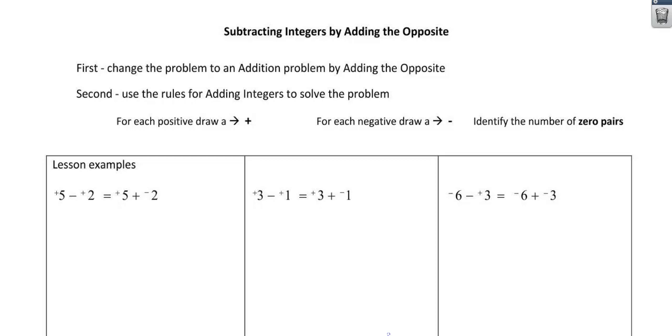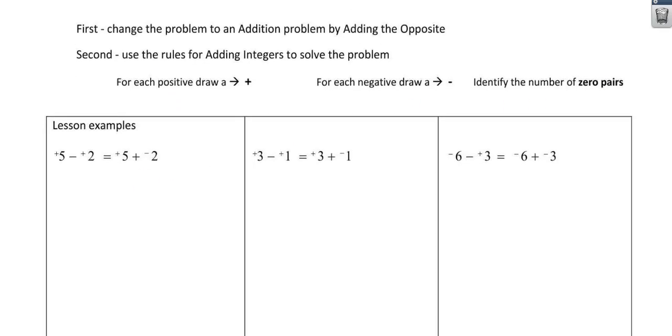What we're going to do is take that tool that you now have, that tool of adding integers, and use it to solve subtraction problems. And we're going to do that with a method called adding the opposite. So we're going to subtract by adding the opposite. So the first thing I'd like you to do is take a look at that sheet that you have. I got mine here in front of me.